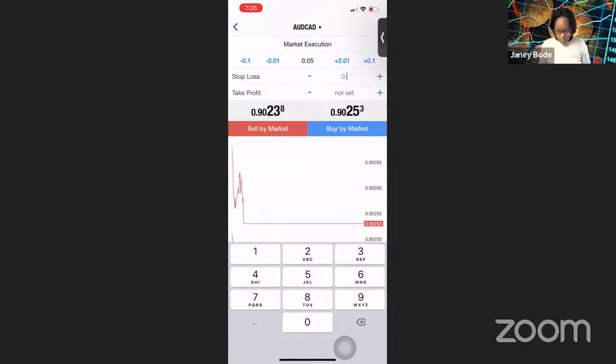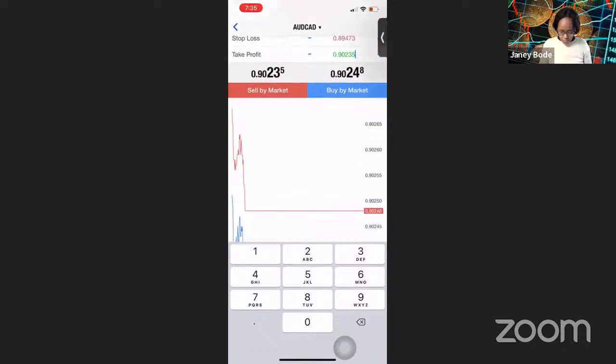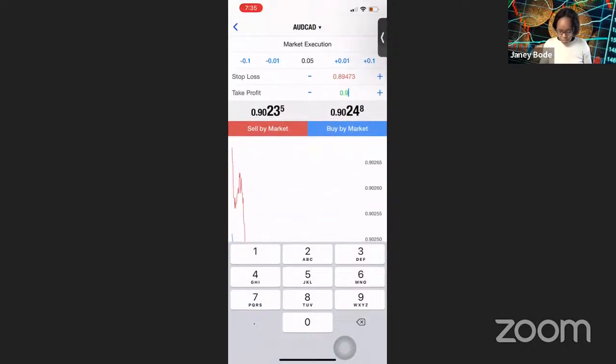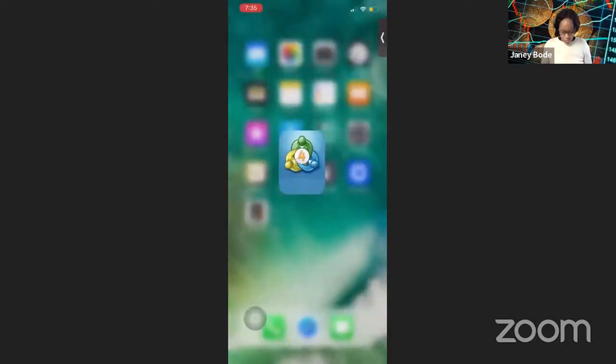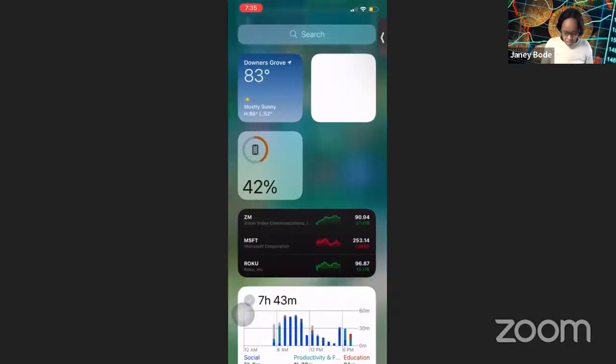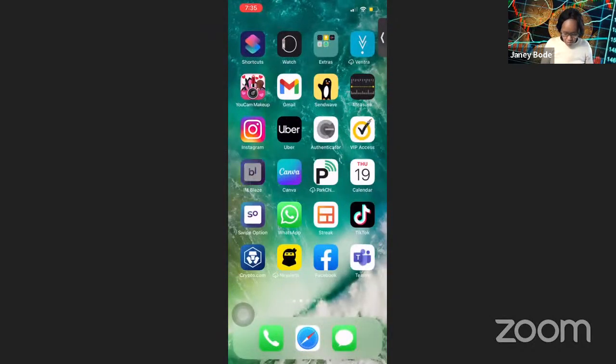In validation line, 89,473. Take profit is also known as exit zones. I'm gonna put 89,739, okay? We're making an assumption here. We're making an assumption that this trade is around the zone that we need it to be, okay?